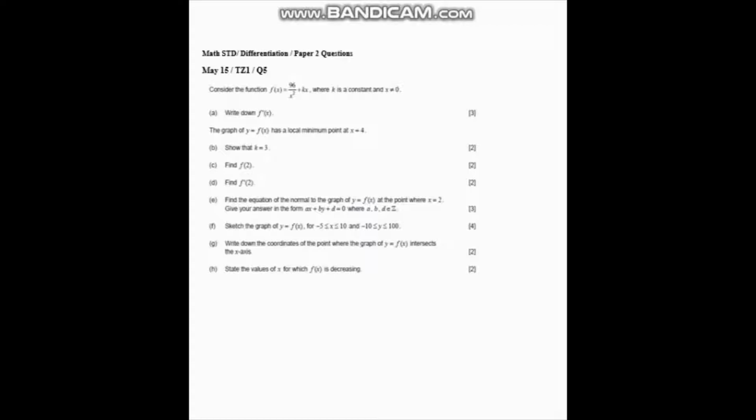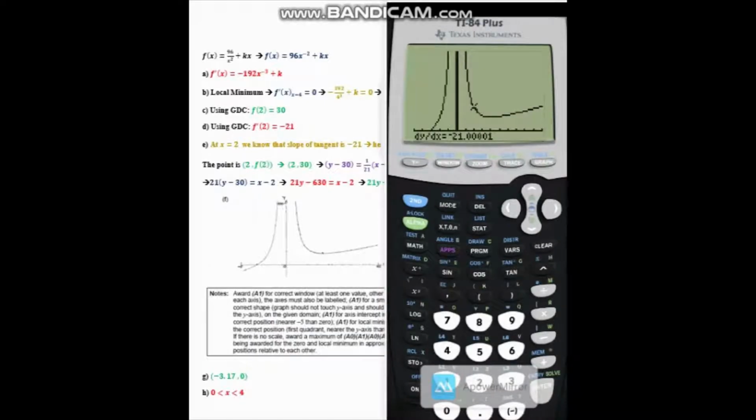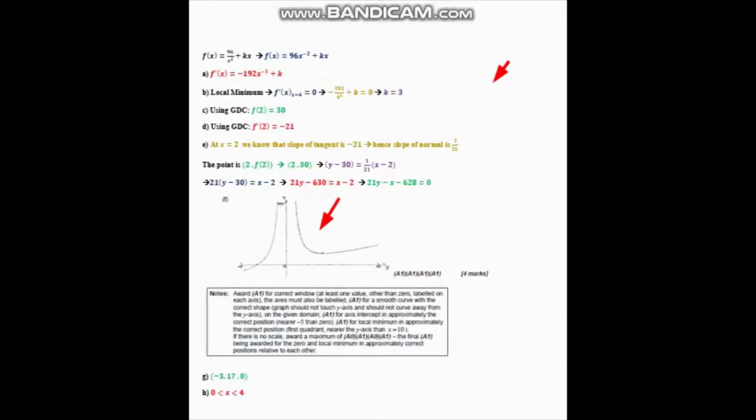Next, I'm required to sketch the graph of y equals f of x for the given window. There is the GDC drawing and there is the marking scheme version, and we can see that you only need to just copy down what you see on your GDC to achieve the correct drawing. You get 1 mark for the correct window and at least one value other than 0 labeled on each axis, so you need some indication of your scale.